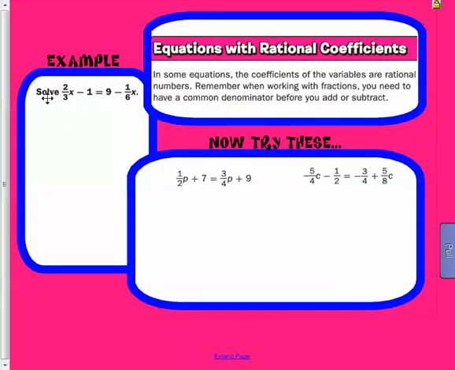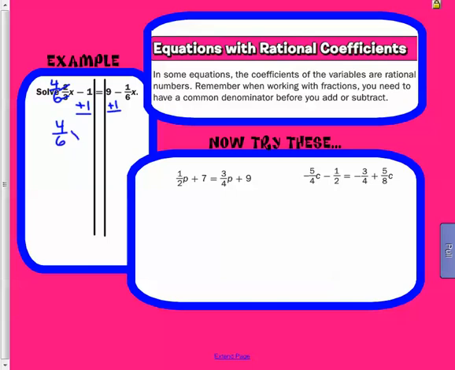Okay, what if you have ones that have fractions in them, rational coefficients, or even decimals? Well, you can still combine your like terms. Some of them, you're just going to have to change them so they have the same denominator. So 1/6, this 2/3 would have to become 4/6. Okay, so I'm going to add 1 to both sides, and I'm left with 4/6x equaling 10 minus 1/6x. So I'm going to add 1/6x to both sides, and I'm left with 5/6x equaling 10.